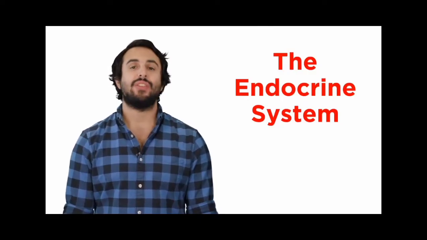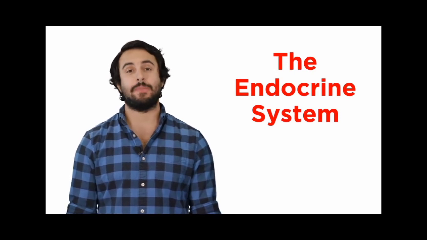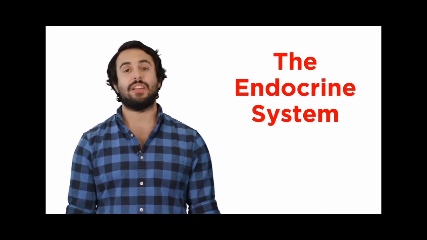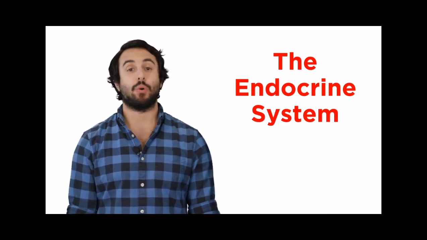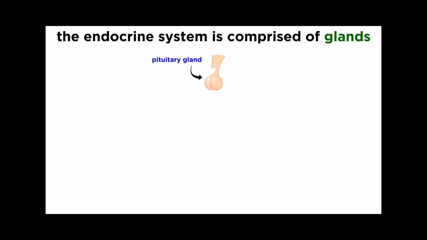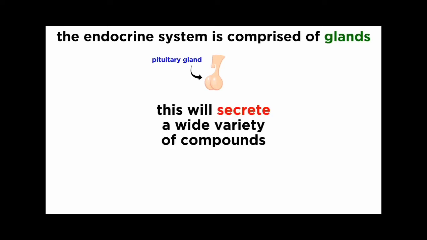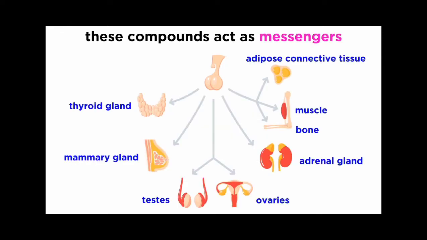endocrine system. This interacts with the nervous system in order to control the activity within all the cells in the body. So let's take a look at how this works now. The endocrine system is comprised primarily of glands, which are organs that secrete a particular compound. This compound acts as a messenger, traveling throughout the bloodstream and delivering that message to cells all over the body.